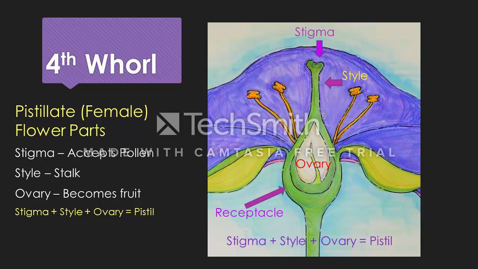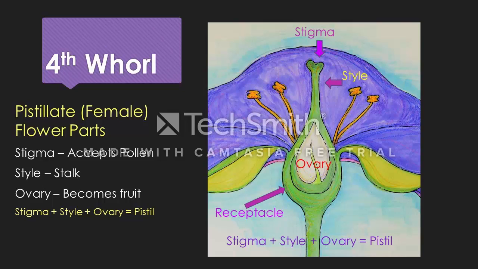The stigma is sticky. This accepts the pollen. If the pollen is compatible, then we can have fertilization of that flower, cross-pollination. The style has the same form and function as the filament. It is a stalk that gives height to the stigma to aid in pollination. The ovary is where fertilization occurs. The ovary becomes the fruit. Within the ovary are ovules, and they become the seeds.